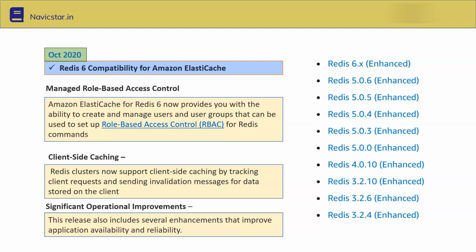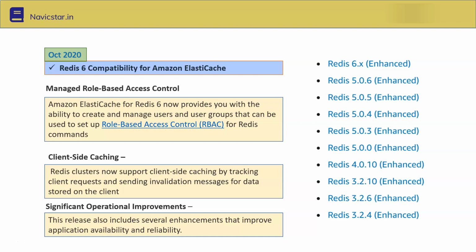The first one is role-based access control. RBAC, we all know, is a very well-known feature, role-based access control, available for multiple things in networking as well. So Redis 6 can now utilize this RBAC-based access control, which is a very good function.